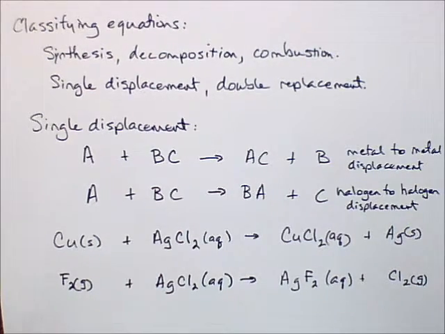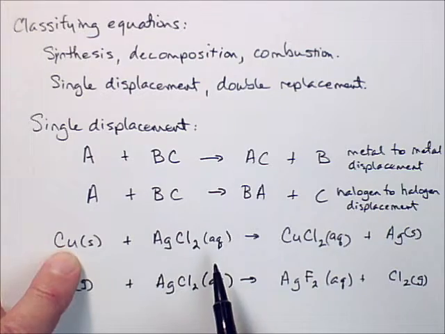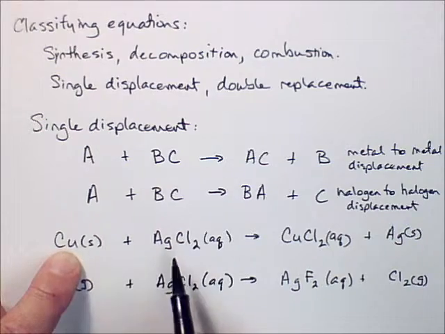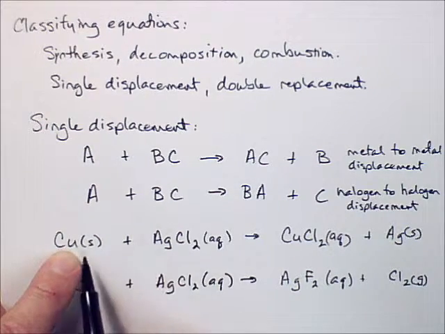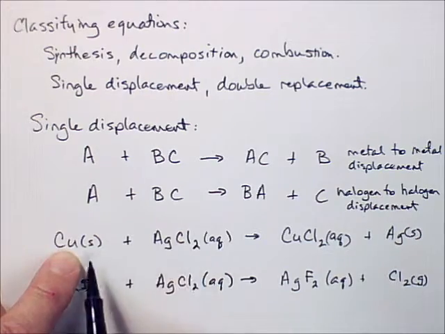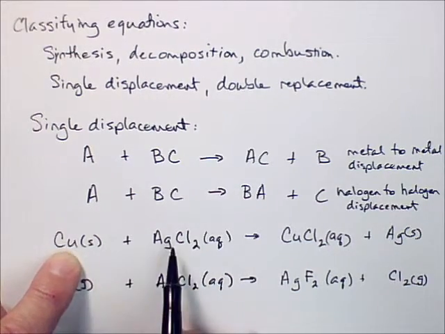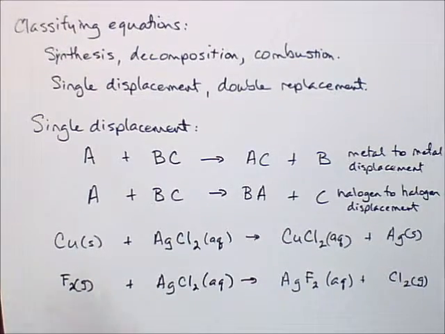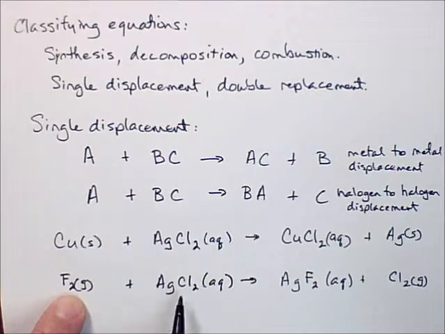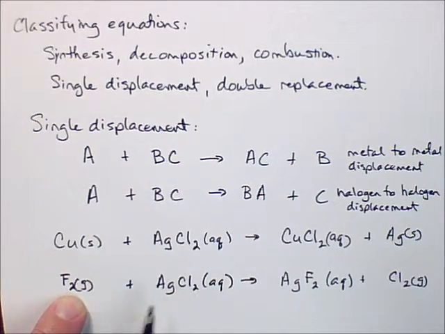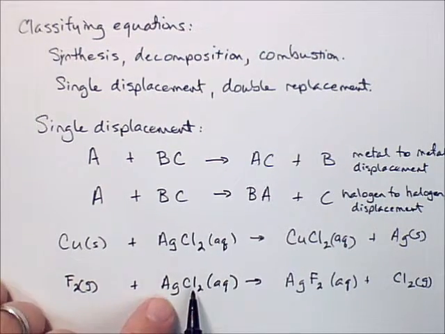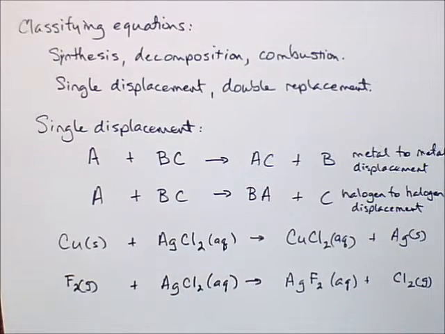You have to be able to recognize: do I have an element by itself, and is there an element in a two-part compound that is like that element? And then if that second element in the compound that's like the first element that's by itself is kicked out, then you have a single displacement reaction. If you have a halogen, and there's a halogen in the formula of a compound, the halogen kicks out the halogen, and the halogen that was by itself joins up with the first part of the compound, then you also have a single displacement reaction.